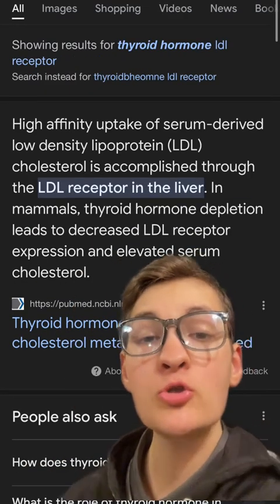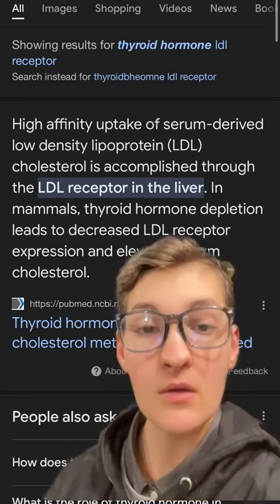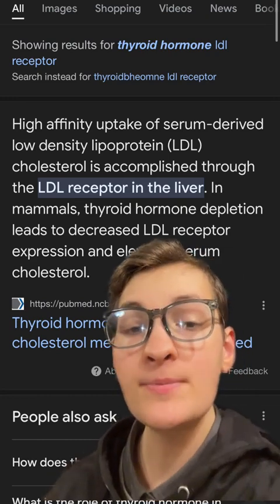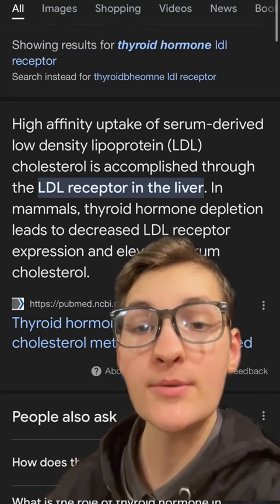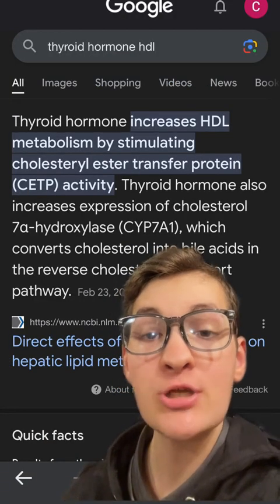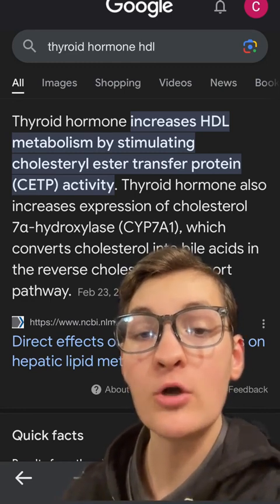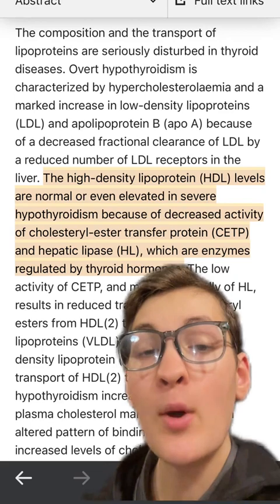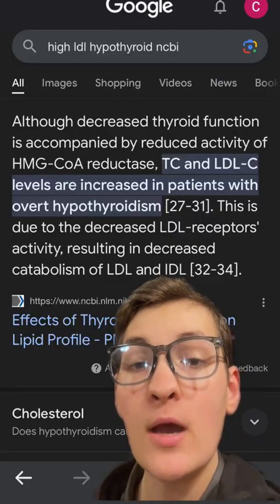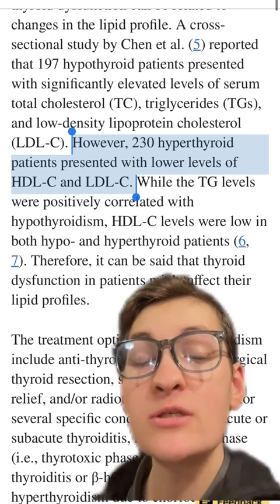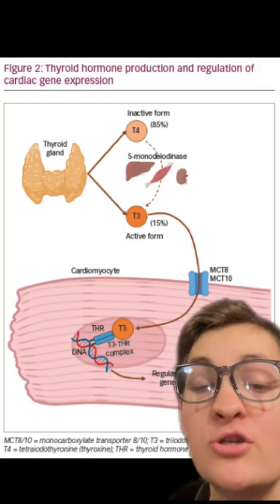The thyroid hormone also increases the production of the LDL receptor, specifically in the liver, meaning the thyroid hormone stimulates the uptake of LDL out of the bloodstream, decreasing the levels of LDL within the bloodstream, as well as increasing HDL metabolism, therefore also decreasing the levels of HDL within our bloodstream. Patients with hypothyroidism typically have elevated HDL and elevated LDL, and patients with hyperthyroidism typically have low levels of HDL and LDL.